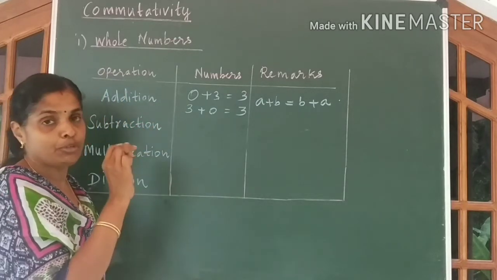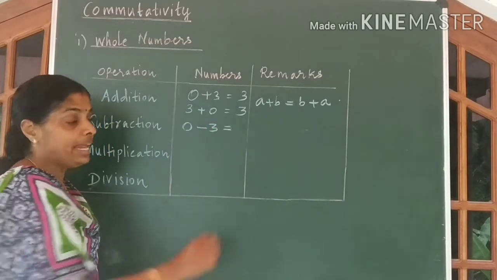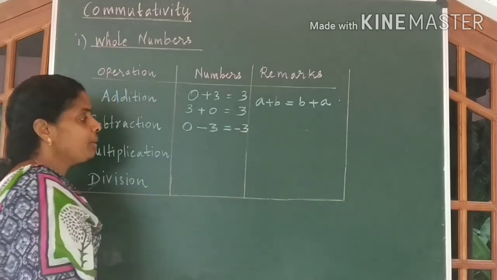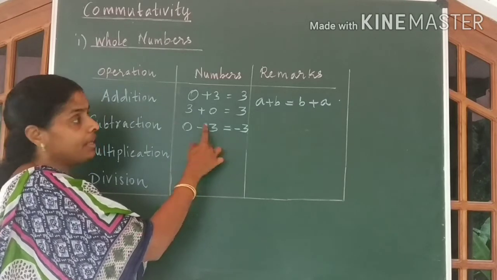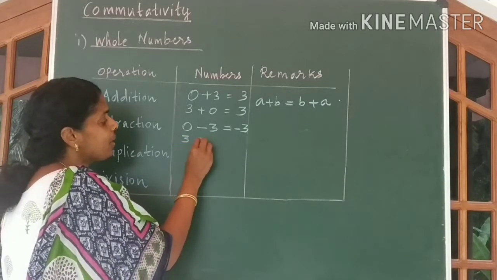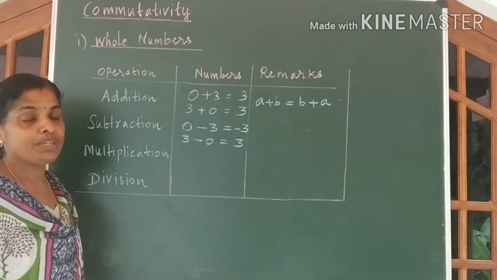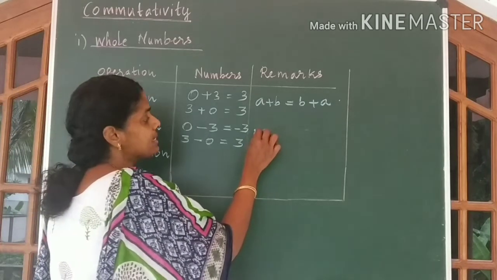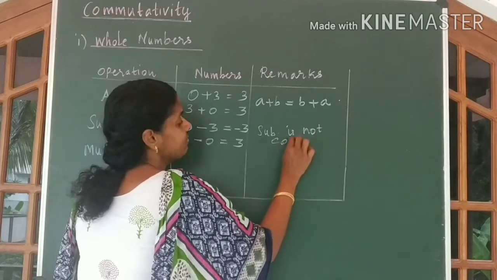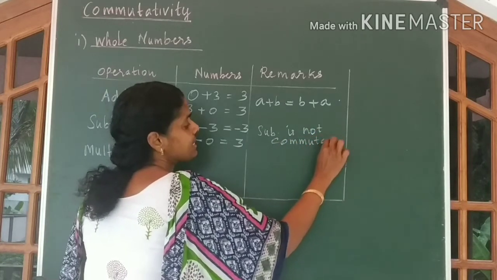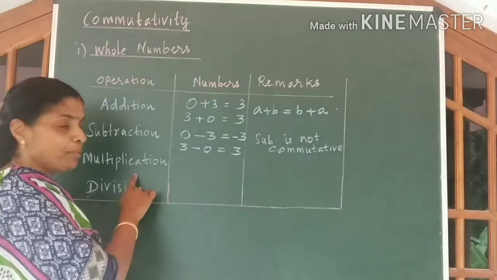Clear? Come to subtraction. Let us take the same two numbers. 0 minus 3 gives you negative 3. Now let us subtract 3 minus 0. What do you get? You get positive 3. From this, what did you say? Here you can say subtraction is not commutative.